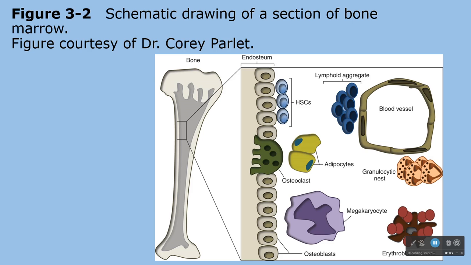So, from here down is yellow marrow as adults. Okay? Yellow marrow.